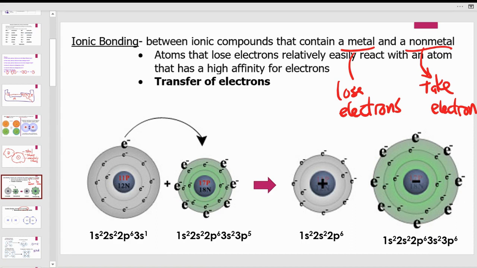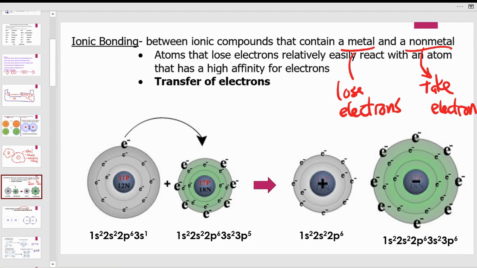Are there any questions on ionic bonding? Because we're going to spend the next 45 minutes just talking about covalent bonding. It's a lot more complicated than that, but we just don't go there. All right? So the metal loses the electron, the non-metal gains the electron.